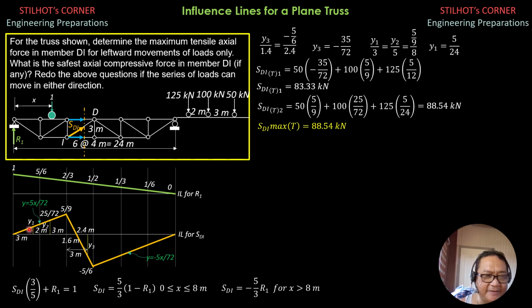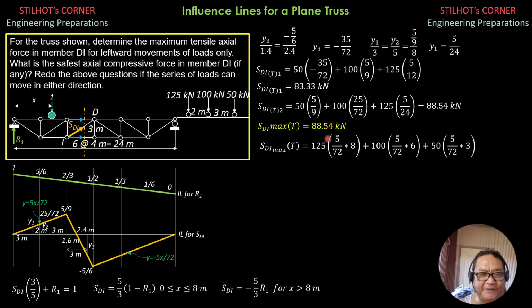So the first is 125, next is 100, and next is 50. The distance of 50 from the 0 end is 3. Then next, the distance of the 100 kilonewton load would be 6. And of course, the distance of 125 kilonewton load from the left end would be 8. So that SDI max for rightward movement is 125 times 5 over 72 slope.